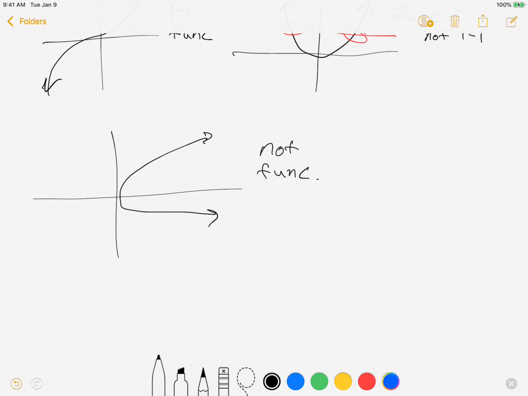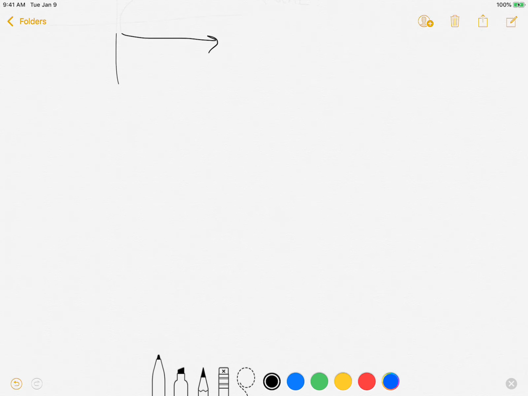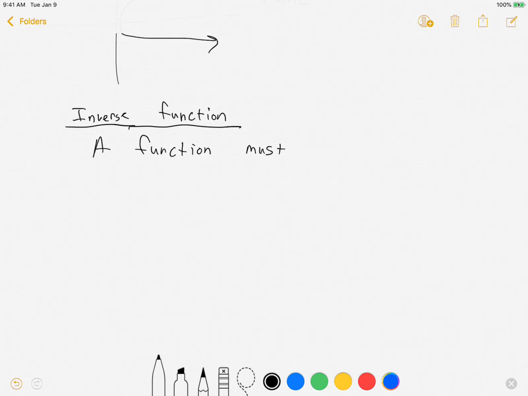So what's the point? Why are we talking about one-to-one functions? Well, the whole lesson's about inverse functions. Come to find out, you cannot find the inverse of a function if it's not one-to-one. You cannot find the inverse function. So a function must first be one-to-one before we can find the inverse function.